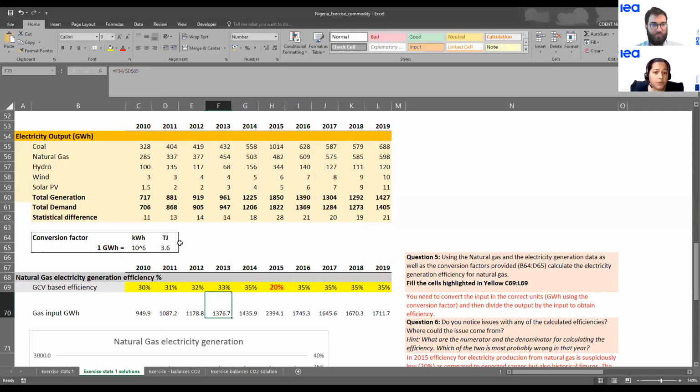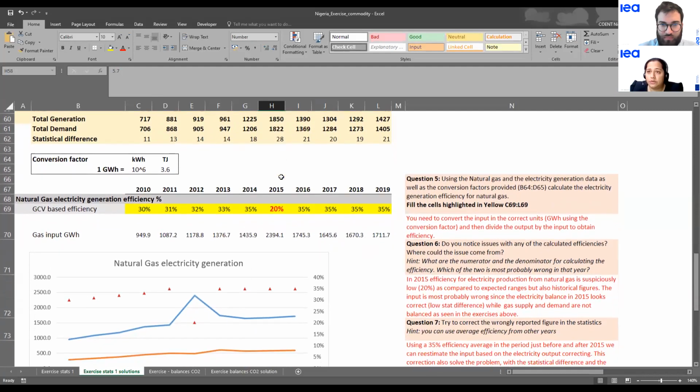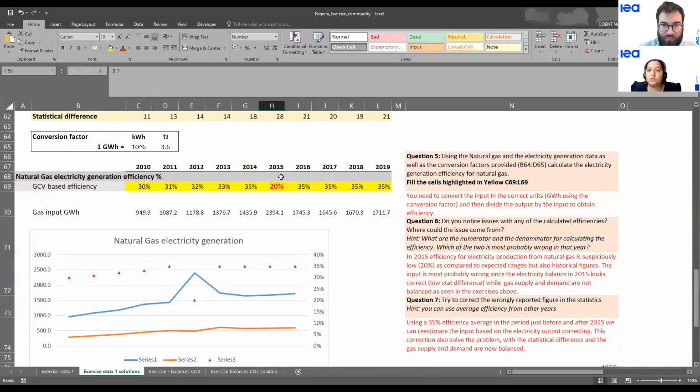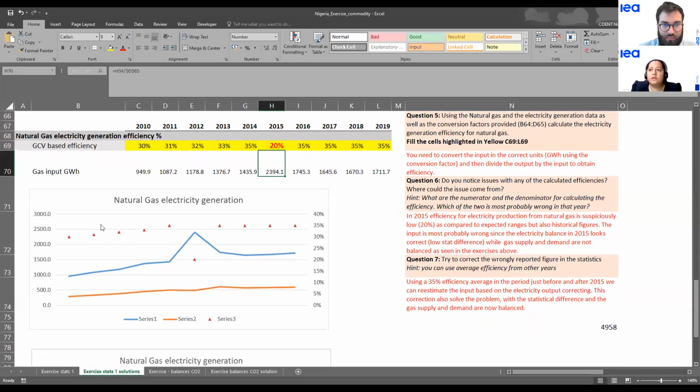Again, here we see that in 2015, the efficiency is very low. And this continues. First we saw in statistical difference, there was an issue, and here we see that there's also a problem in the efficiency of the natural gas electricity plants. So here question 6 was, do you notice issues with any of the calculated efficiencies? Yes, we see in 2015, it's suspiciously low compared to expected ranges, but also to the historical figures.